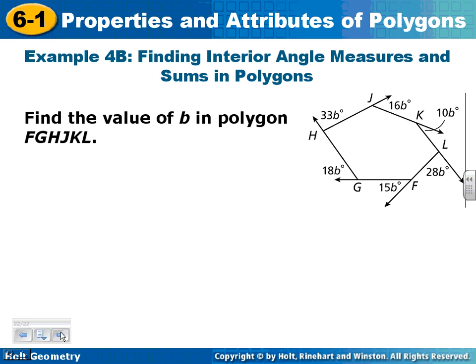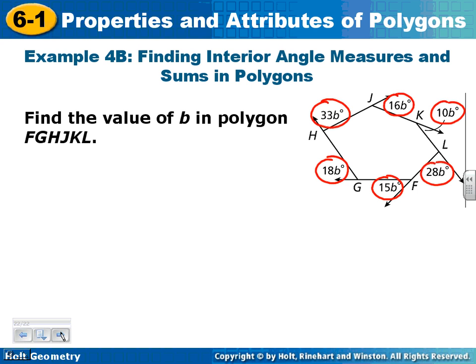Well, look at this last diagram here. This kind of shows the exterior angles a little bit better. Find the value of b in the polygon. So let me circle the exterior angles. We have a 33b, a 16b, 10b, 28b, 15b, and 18b.